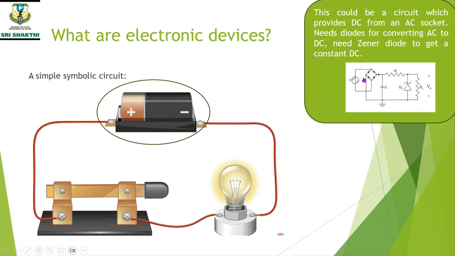So you understand what is an electronic device. We need electronic devices to manipulate the power source to convert it into DC. AC can be converted to DC. So diodes are required, Zener diodes are required. This is just an example.